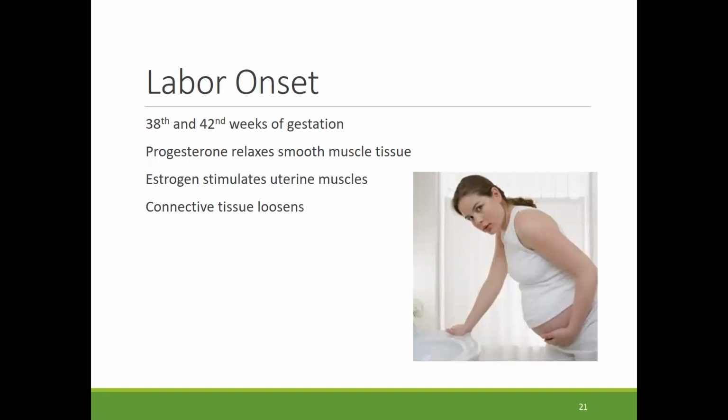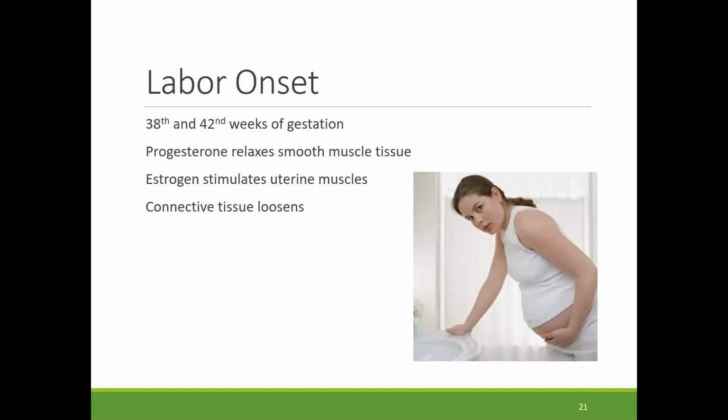All right, labor onset. So 38 to 42 weeks of gestation is your typical time that's considered full term that we usually have moms or would ideally like to have moms deliver. We have progesterone, which relaxes smooth muscle tissue, so the body actually releases that progesterone. Then we have the estrogen, which stimulates uterine muscles, so that way the body can start contracting.